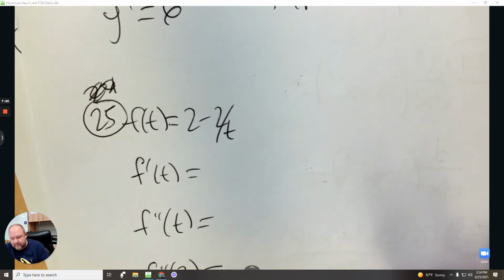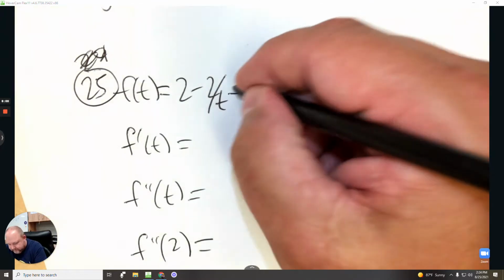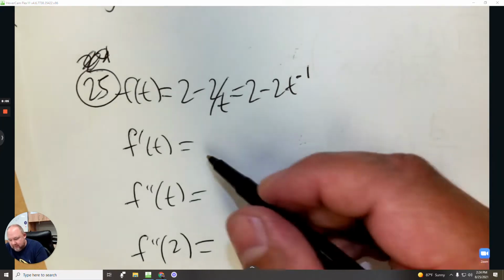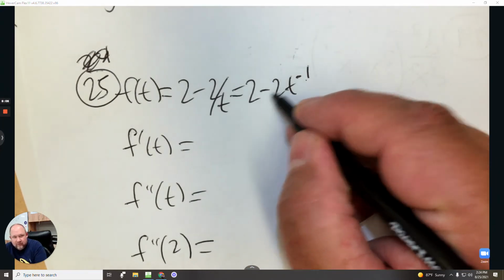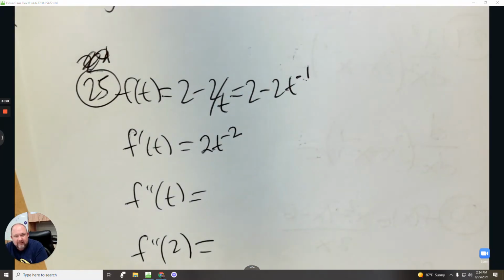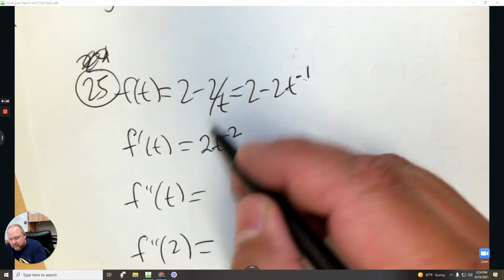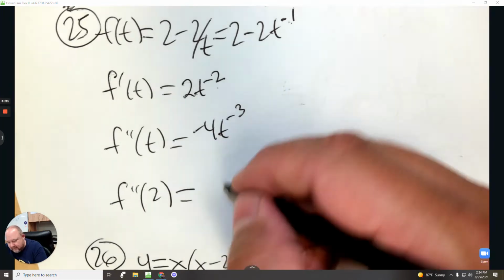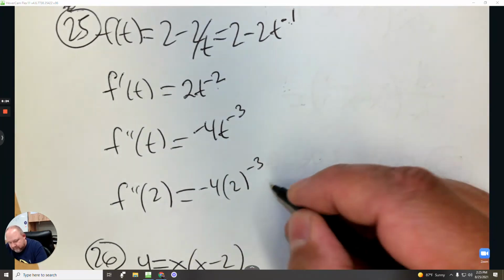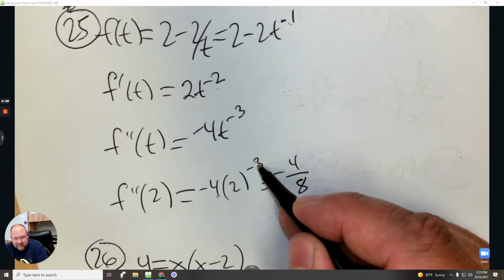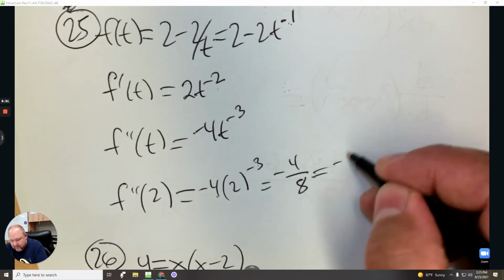25. Press pause. Set it up. Then do the work with me. We're going to write it calculus friendly, no fractions. The first derivative is 2 is 0. Negative 1 times negative 2 is positive 2. Subtract 1 to the exponent. The next derivative, negative 2 times 2 is negative 4. Subtract 1 to the exponent, and then plug in 2. That's the same as this. 2 to the exponent of 3 is 8. The negative exponent puts in the denominator, so that's a negative 1/2.